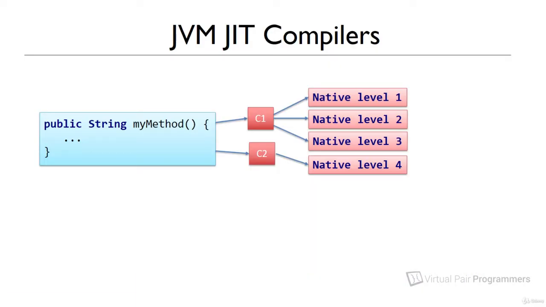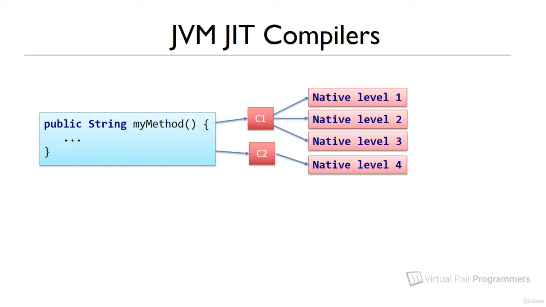Now, there are actually two compilers built into the Java virtual machine called C1 and C2. The C1 compiler is able to do the first three levels of compilation. Each is progressively more complex than the last one, and the C2 compiler can do the fourth level. The virtual machine decides which level of compilation to apply to a particular block of code based on how often it is being run and how complex or time-consuming it is, and this is called profiling the code.